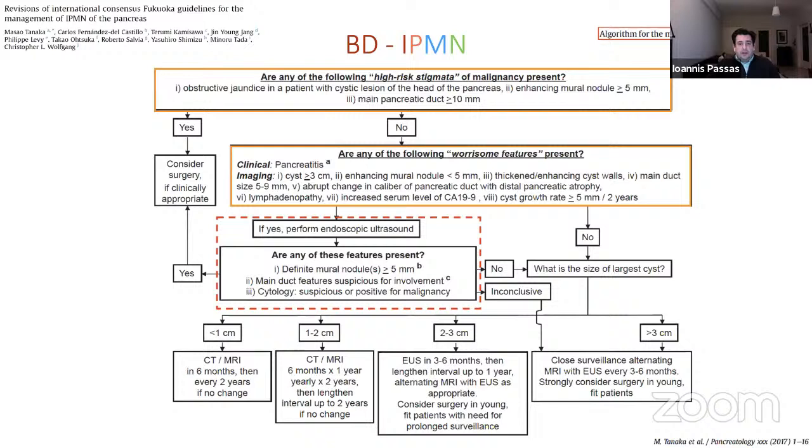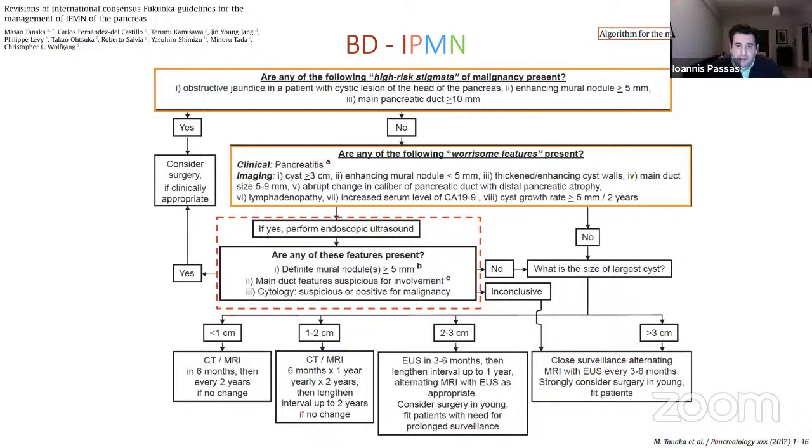Regarding the branch duct IPMN, for quite some time now the Fukuoka guidelines have introduced in our life the high-risk stigmata and the worrisome features, something like all the things that we discussed about the main pancreatic duct. So if there is obstructive jaundice, enhancing mural nodules, and the main pancreatic duct is dilated, then we go for surgery. What is a worrisome feature?